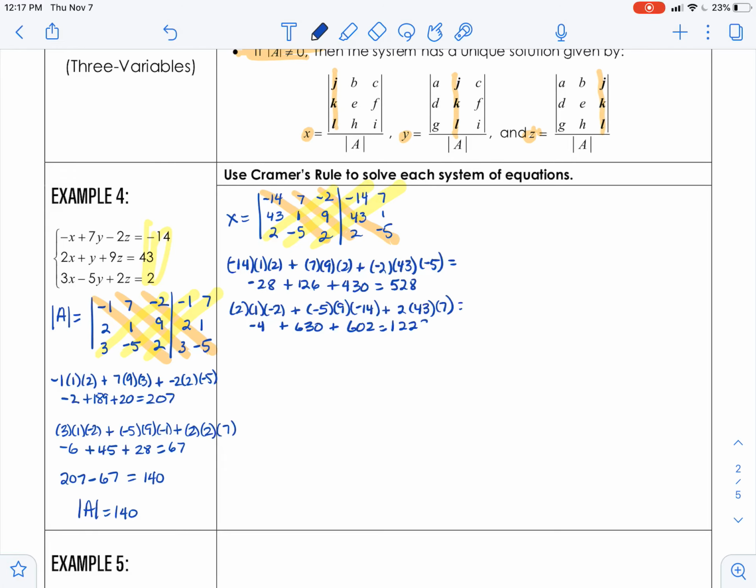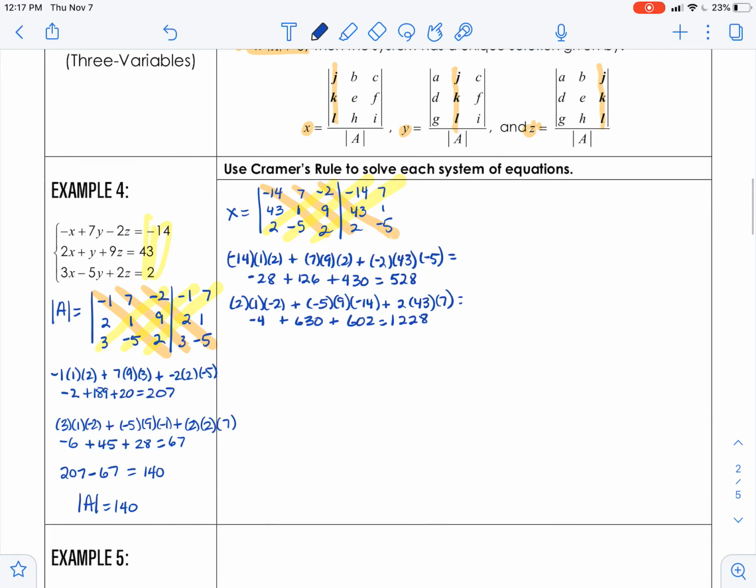Is 1228, and then again, remember we are going to subtract those. So the first one minus the second one, that looks like that. It's going to give me 700. Okay, and negative 700. Whoops. Okay, and so this is here. X would equal negative 700 over, and I didn't write that underneath there, but over my 140.